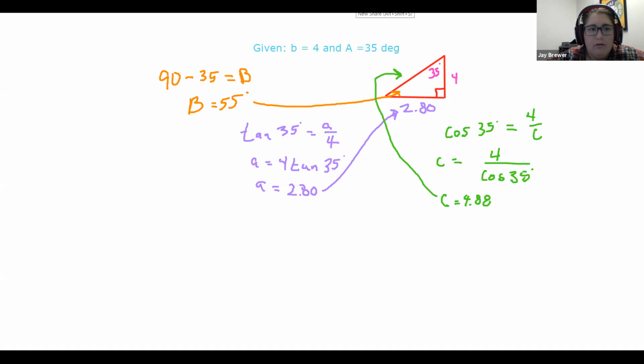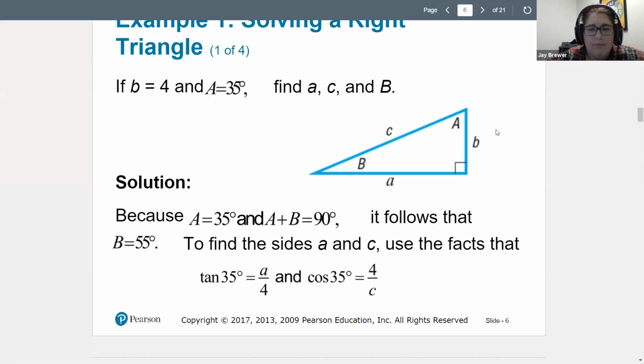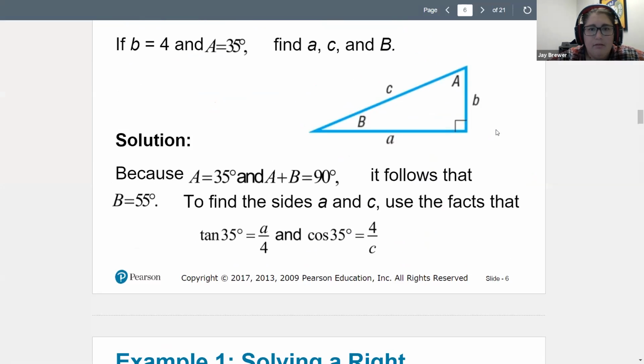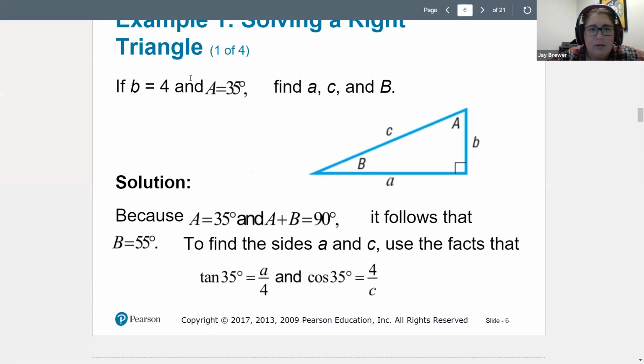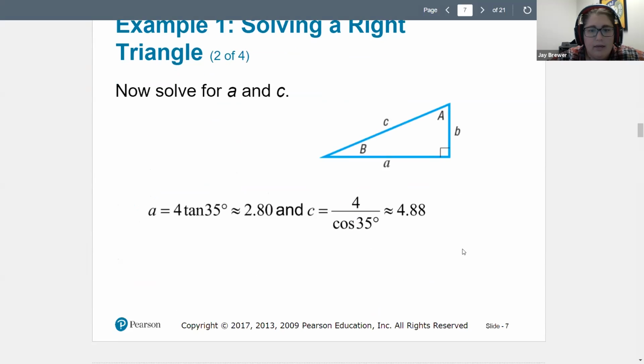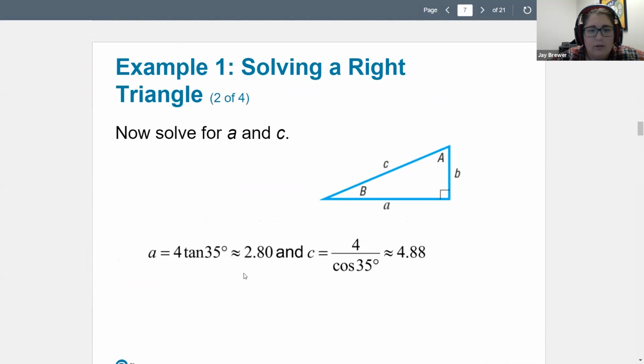Hoping you all got that. If not, I will show you really quickly in the example as well. So as you can see here, they give you their nice little right triangle. They explain how to find B. And then they also explain how to find A and C. And then they just break it down. So here they're finding it.